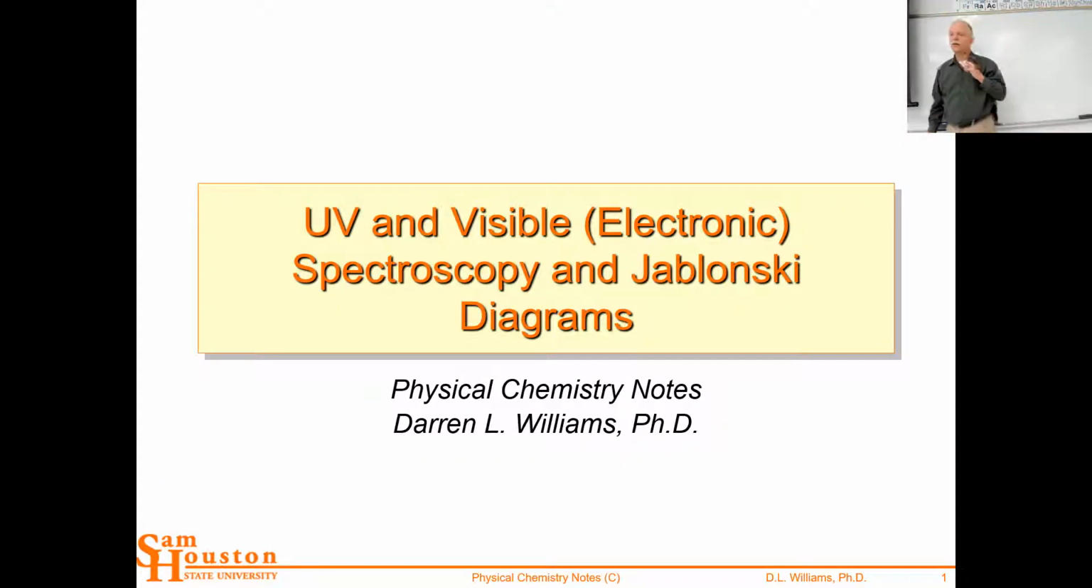Okay, so today we're going to talk about UV visible spectroscopy and the Jablonski diagram. We'll talk about fluorescence and phosphorescence and essentially all the things that are happening in the visible region of the spectrum. We'll also explain a little bit more about color.